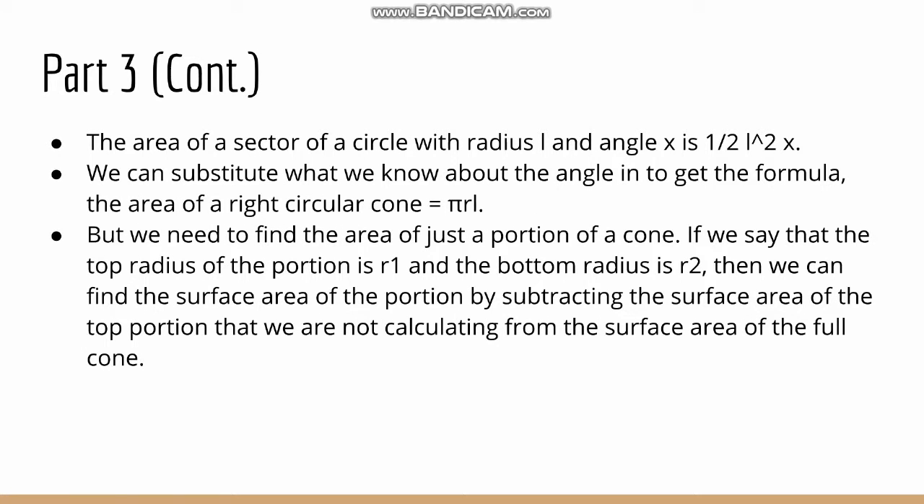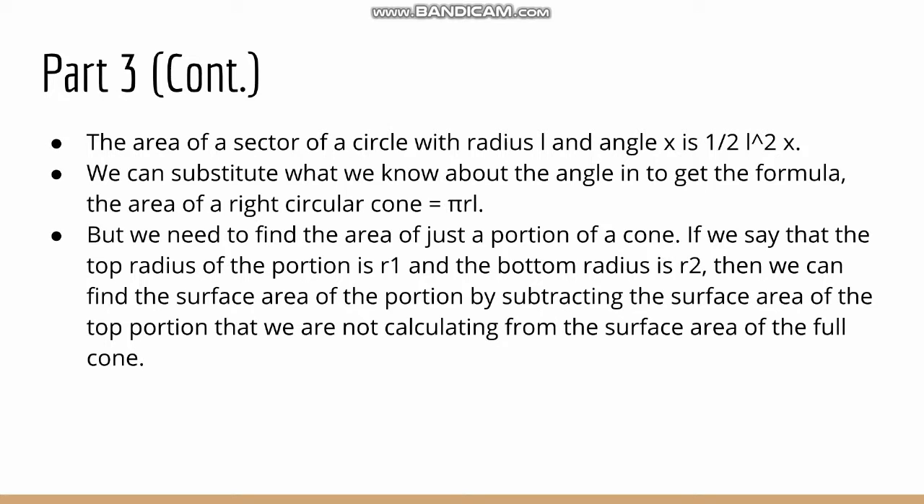So the area of a sector of a circle with radius L and angle x is 1/2 L squared x. Since we know what the angle of a circle is, we can substitute what we've just figured out in instead of x and get pi r L. So the surface area of a right circular cone is pi r L. But we need just a portion of the cone because we're integrating. To integrate, we do just slices. So we need the surface area of just a slice of a circular cone.